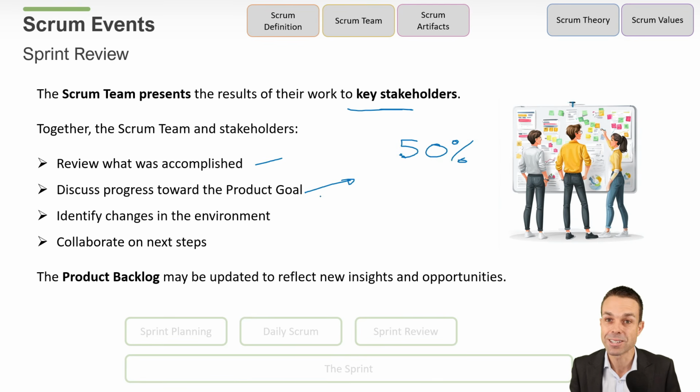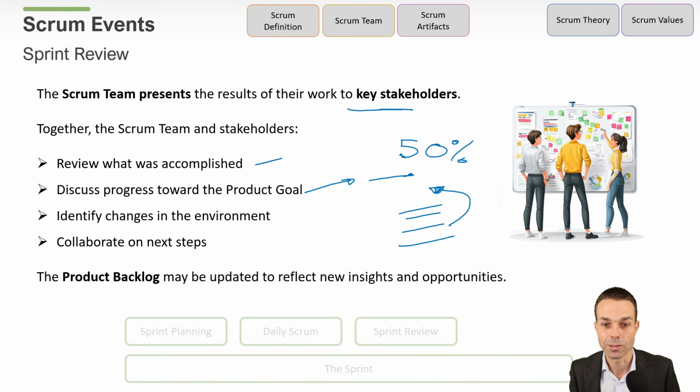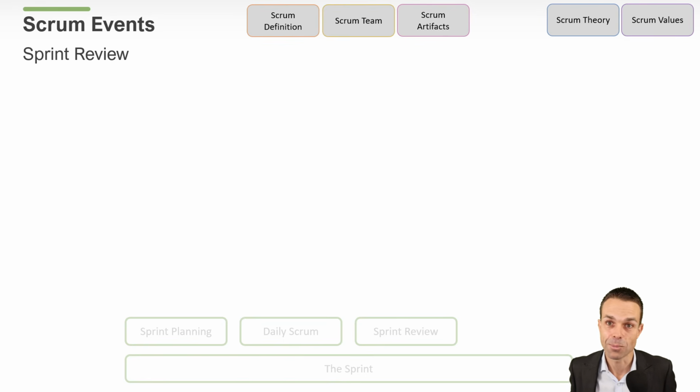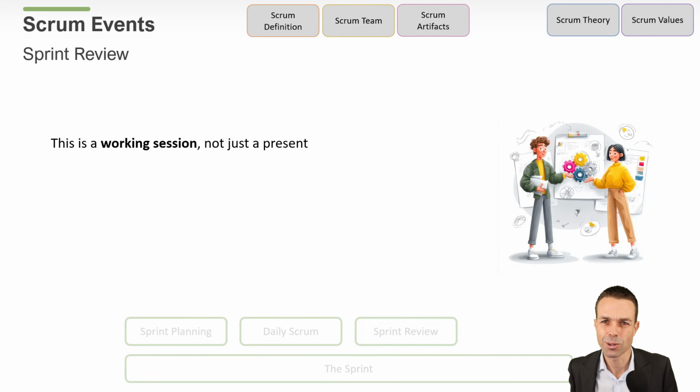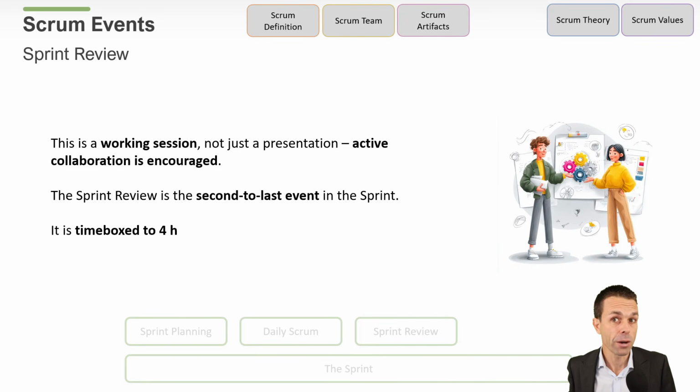We can identify changes in the environment and collaborate on next steps. The product backlog can be updated now because maybe we delivered something and it didn't have the result that we needed. So we might take a different item from the product backlog and say, hey, that needs to come next because that has the most value based on what we've seen in this increment, based on these insights, based on these opportunities, which is pretty cool. Really nice way to work, an empiric way to work.